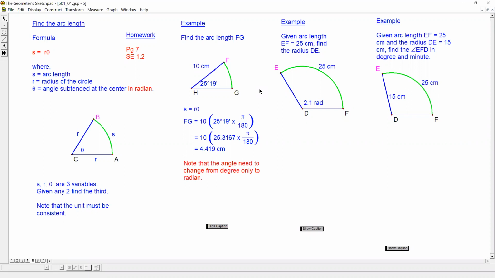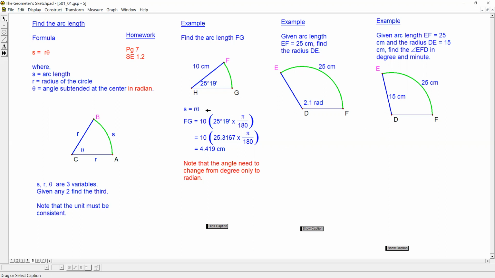So on the first page, you see this formula there. You copy down this formula and fill in the numbers. So I copy down this formula, S equals R theta. Looking at this diagram, what is S? S is FG. So I replace the S with FG.